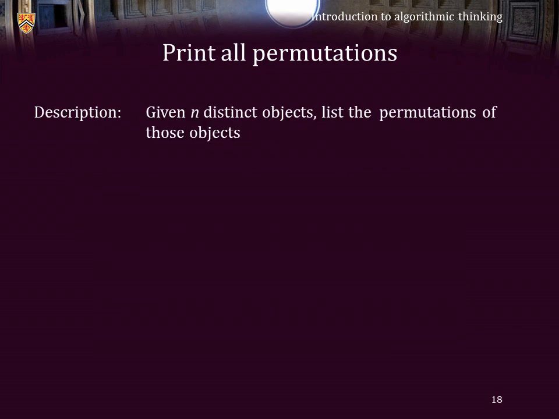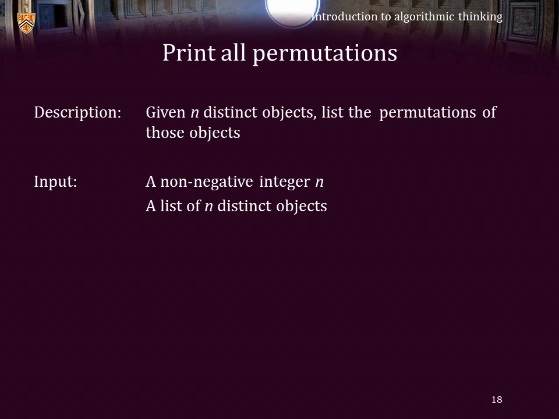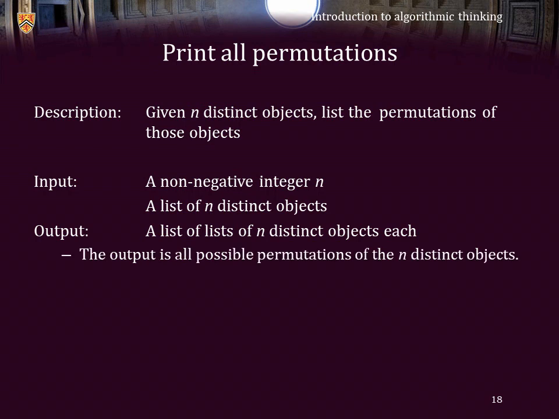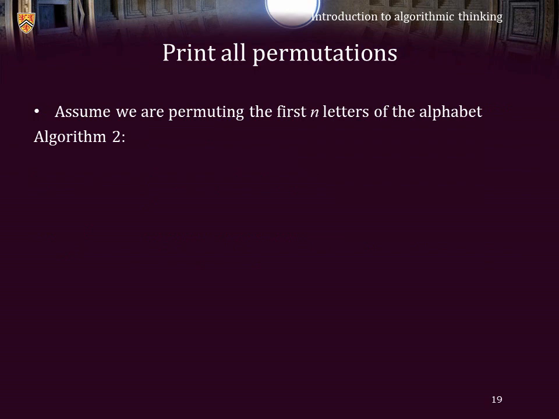Here, however, is a related but much more difficult problem. Given n distinct objects, list all of the permutations of those objects. So the input is a non-negative integer n, and a list of those n distinct objects. The output is a list of lists of n distinct objects each. That is, the output includes all possible permutations of the n distinct objects. Assume that we are printing the first n letters of the alphabet. So we are now going to describe algorithm number 2.